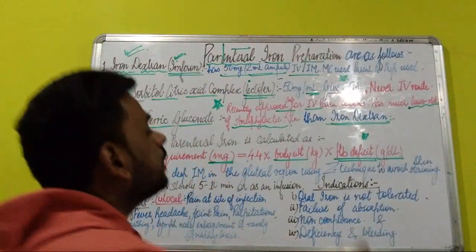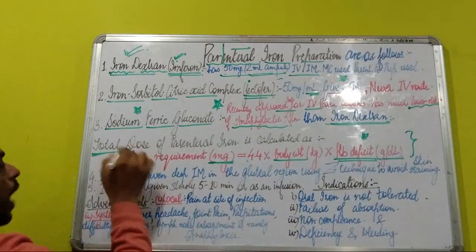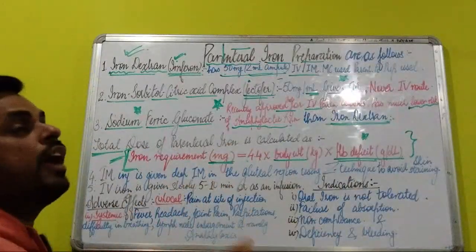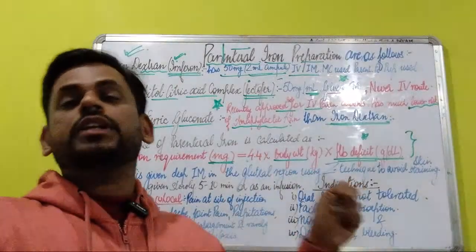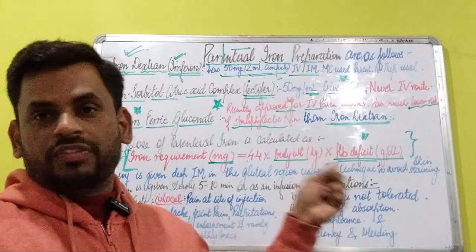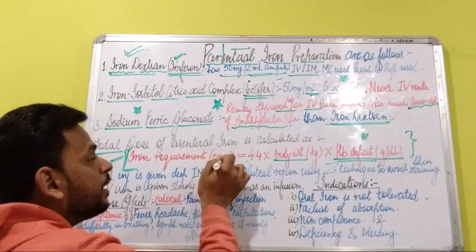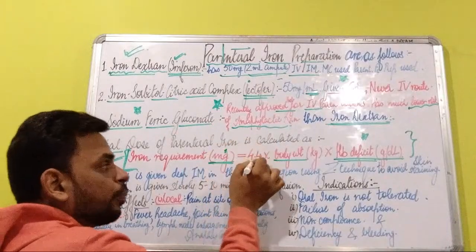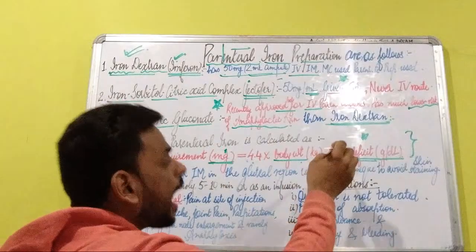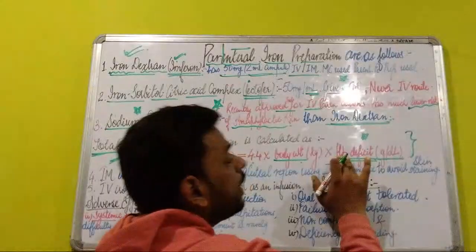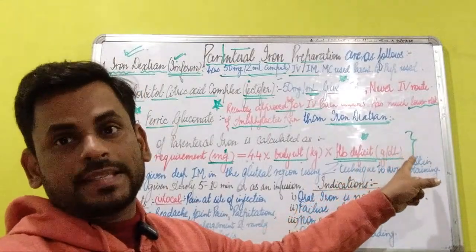With the help of this formula, we can very easily calculate how many milligrams of iron are required for a particular patient who has a certain amount of deficit. So the formula for iron requirement in milligrams is 4.4 multiplied by the body weight of the patient in kilograms, multiplied by the hemoglobin deficit. The unit has to be in grams per deciliter.